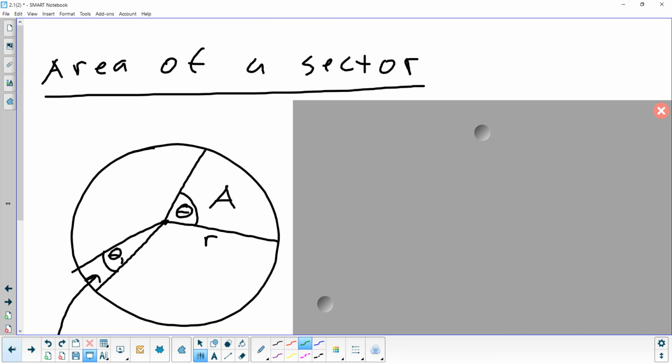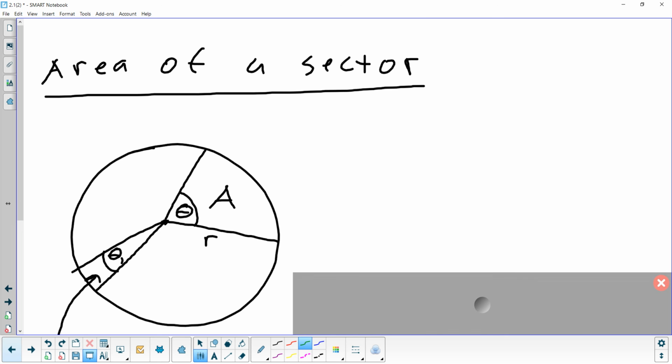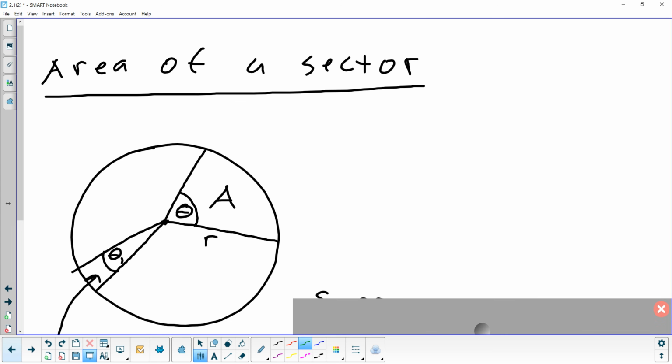All right. So let's see if we can set up a proportion, and then we'll go from there.